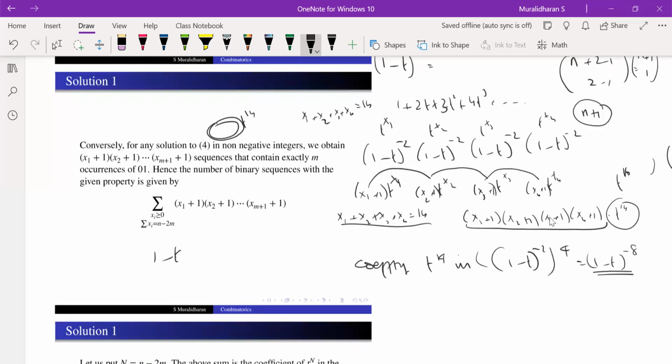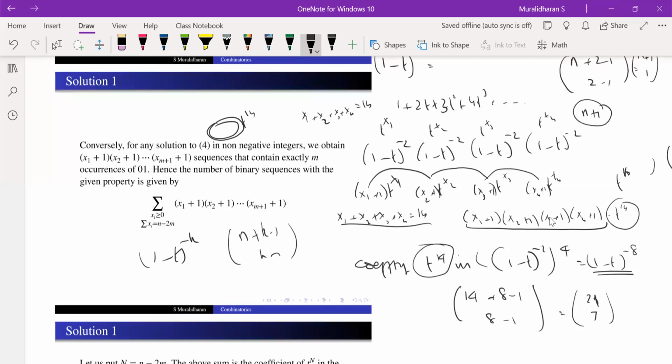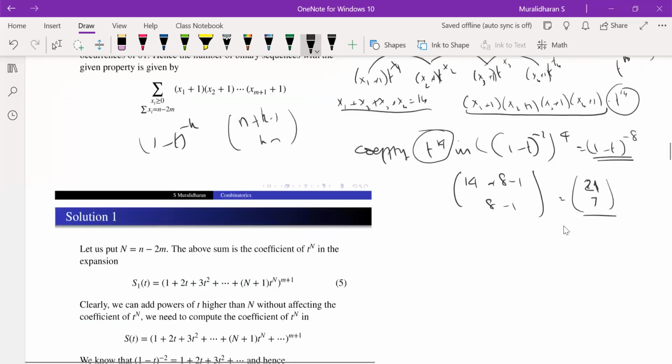So in (1 - t)^(-k), what's the coefficient of t^n generally? (n + k - 1)C(k - 1). Here what is my k? k is 8. So I have (14 + 8 - 1)C(8 - 1), which is the same as 21C7. So I wanted the coefficient of t^14 and it is 21C7. So we have got it. Okay, Arnika? Yes, sir. Thank you.